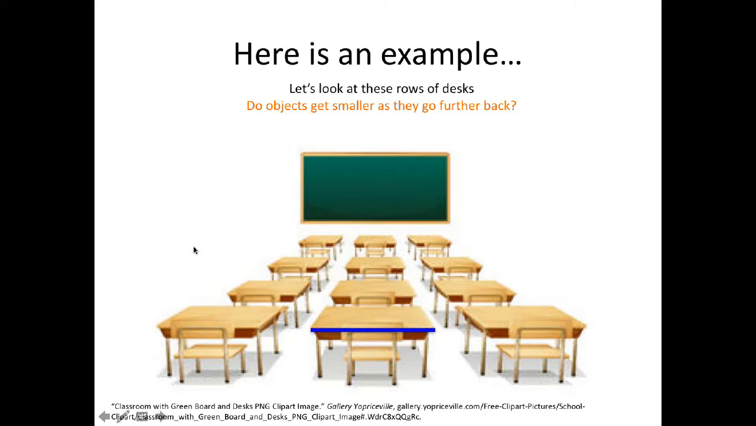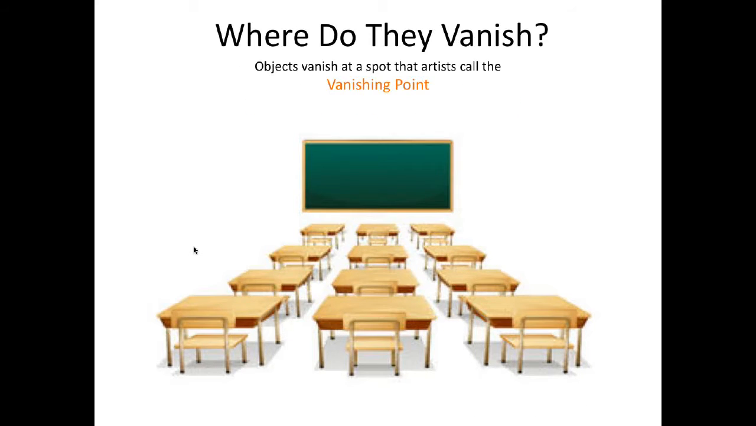This is the width of the desk closest to us, and that is the width of the desk furthest from us. These desks are the same size, but because one is further away from us, it appears smaller. Now, if we kept adding desks in front of this one, they eventually would no longer look like desks, and they would look like a dot in the distance. Now, where do these vanish? If we follow the lines of the desks, like this, we find that they intersect at one point. This point is called the vanishing point.